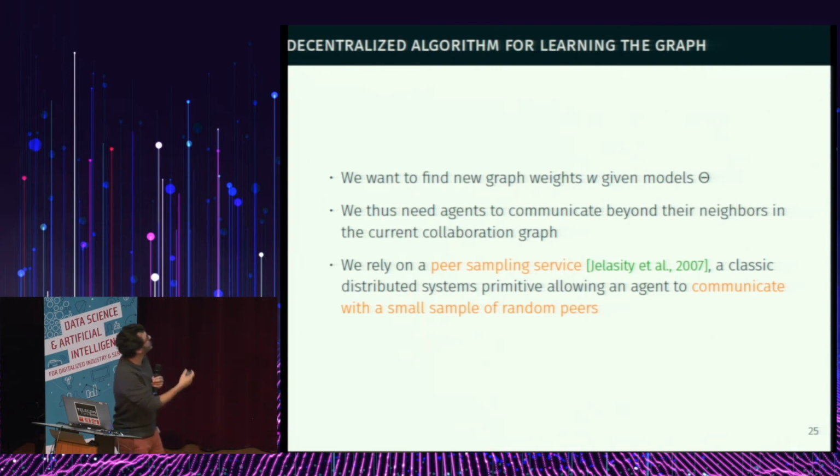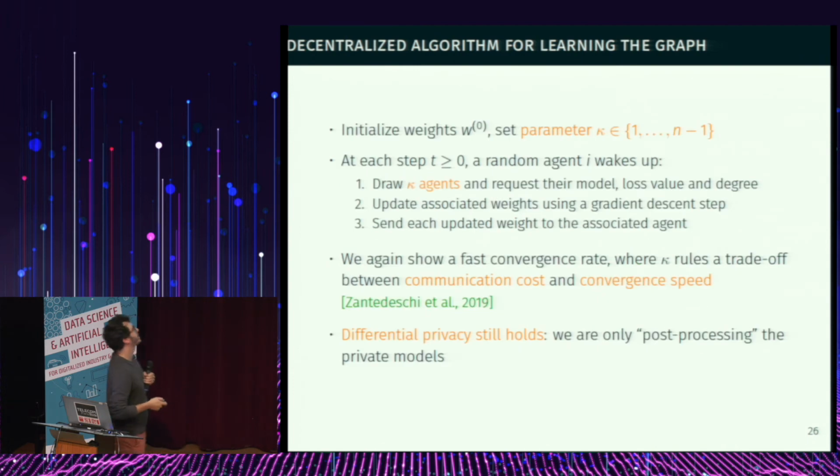So what we're going to do to be able to communicate beyond the neighborhoods when we update the graph is by relying on an existing primitive which is implemented in distributed systems, which is peer sampling. So this allows an agent in the network to request a small sample of random peers in the network. Okay, so this sounds like magic, and in fact it can be implemented in a fully decentralized manner. So we don't reinvent the wheel and assume we have access to such a peer sampling service. So at each iteration I can get a small uniform sample of you guys, and then maybe I can check whether you guys should become my new neighbors, something like that.